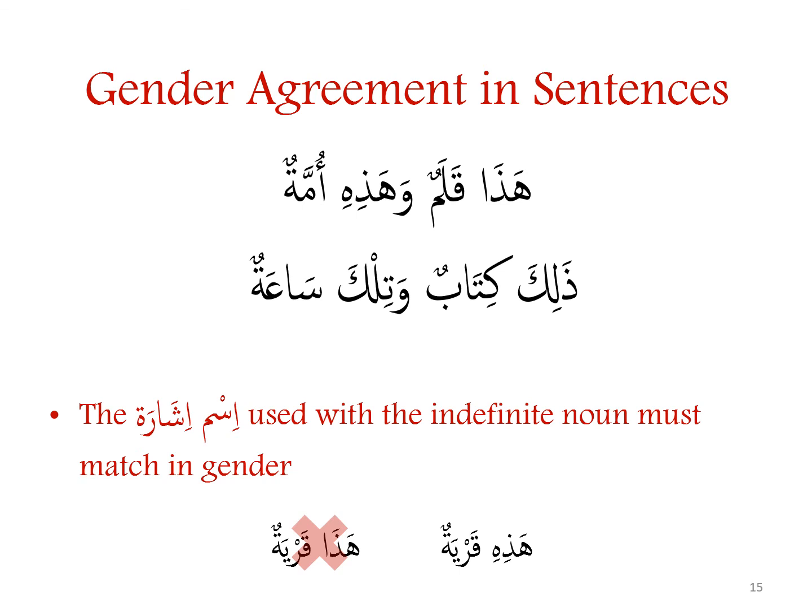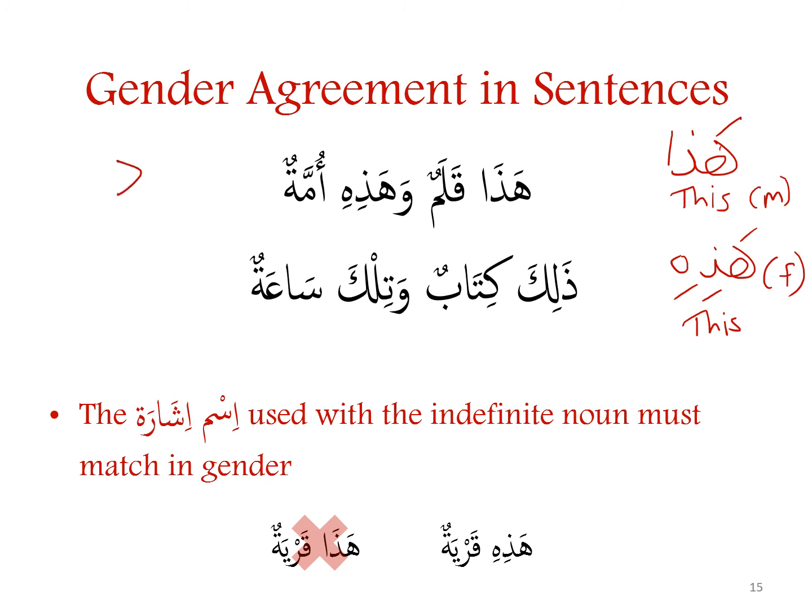So now let's look at the gender agreement in sentences with the ism ishara. Now remember, with the ism ishara we had هذا, which means this. The feminine version for this is هذه, which also means this. So when we're using this to refer to a masculine thing, we'd use هذا. If we're referring to a feminine thing, we'd use هذه.